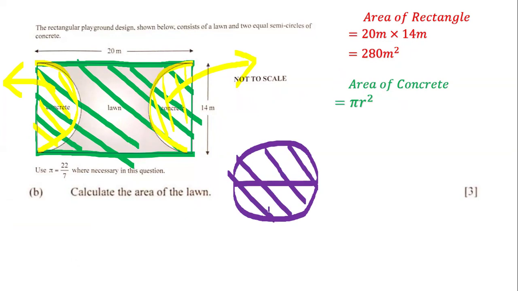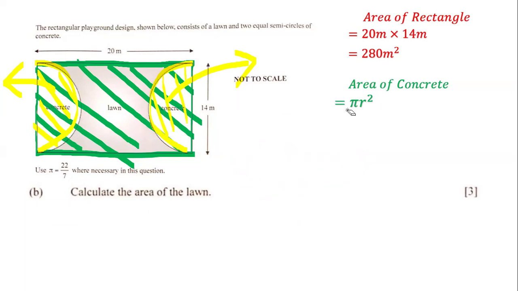So if we want to figure out the area of two semicircles, what we're basically trying to figure out is the area of one circle. We're going to use the formula for one circle, which is pi r squared. That's the area of one circle, which is essentially the area of two semicircles combined. We know that pi is 22 over 7, and we know that the radius is 7.